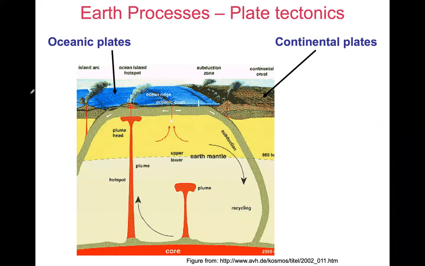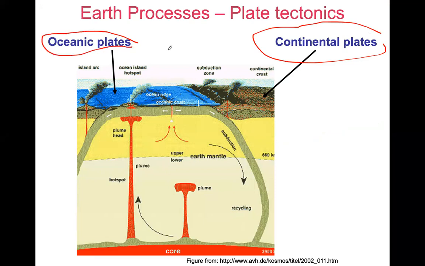For Earth's processes, we have to consider mainly plate tectonics, because we are considering the continental plates and oceanic plates, right? These are important because, as you know, our crust is made of fragments. All these crustal sections, although we consider it as a sphere, it's not a continuous sphere.